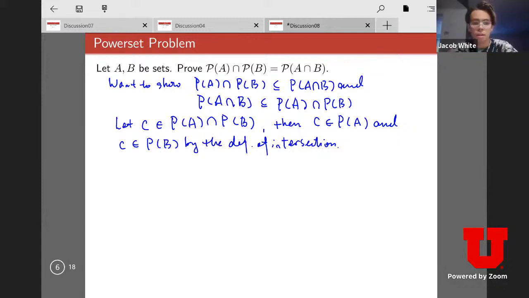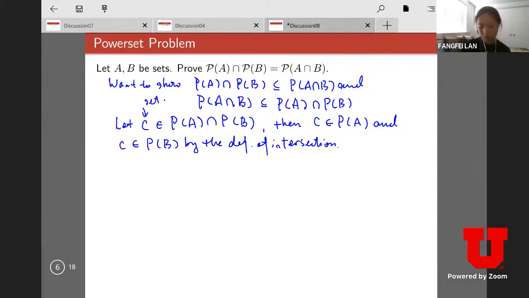What is C? Is C like an integer, or is it a set, right? So that's what I said. This is a set because we're talking about power sets. The power set is a set of sets, so an element of a power set would still be a set.